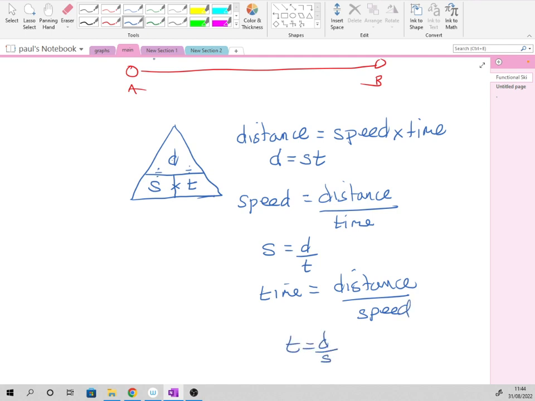Now you see we've got three little formulas there. So you don't have to remember them all. You don't have to remember any of them, as long as you can remember this triangle, and you can just see from the triangle what you need to do. So if you're asked to work out the distance, you go, oh yeah, speed times time. Asked to work out the speed, distance divided by time, and the time is the distance divided by speed.